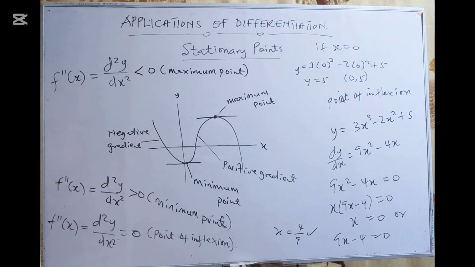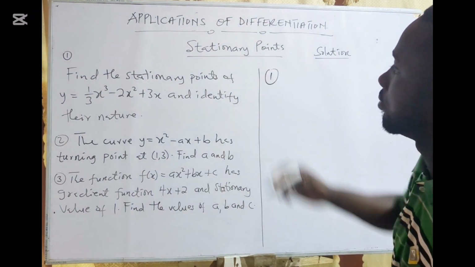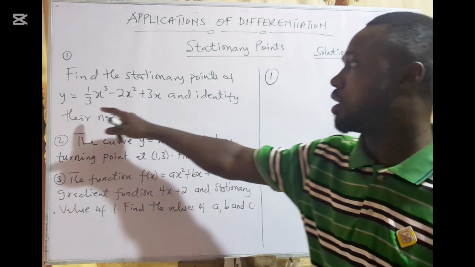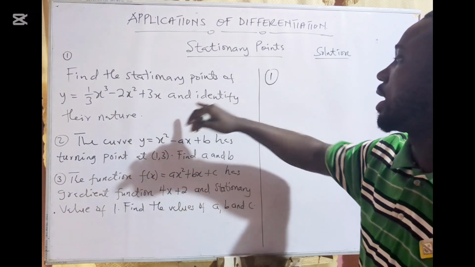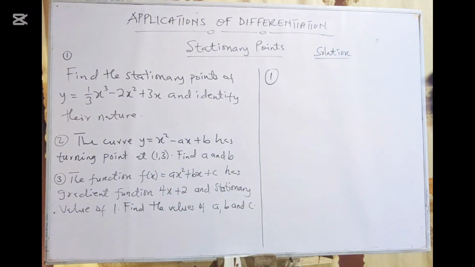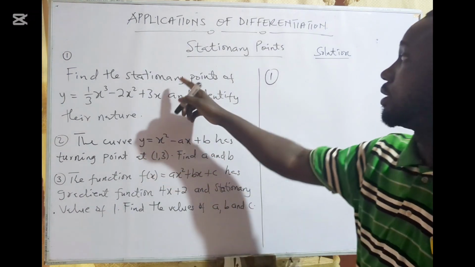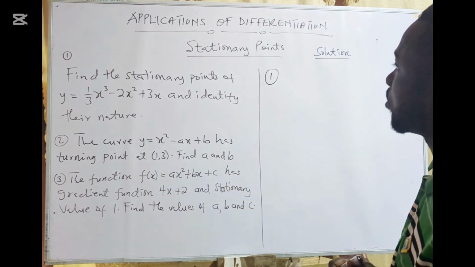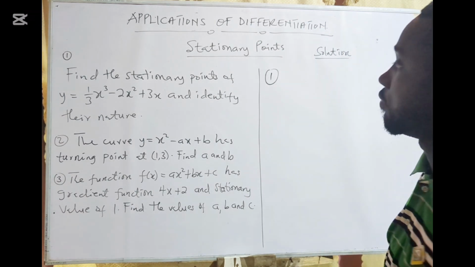Okay, so we are going to solve questions on the stationary point. All right. Okay, so let's look at the questions. Number 1, we have to find the stationary points of y is equal to 1 over 3 x cubed minus 2x squared plus 3x and identify their nature. Okay, so here what we are going to do is to find the stationary points, meaning that we are going to find the maximum and then the minimum point, or if there is even a point of inflection.